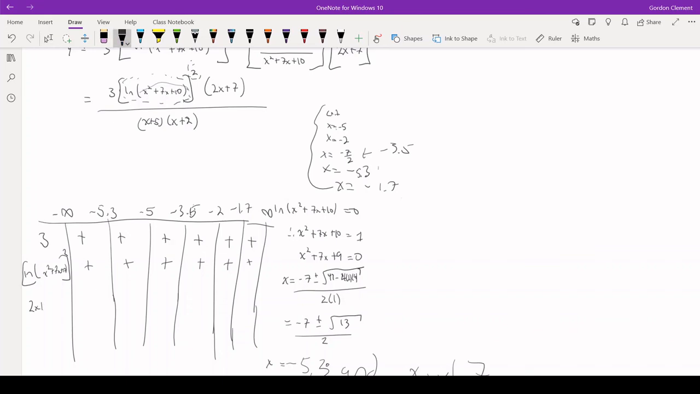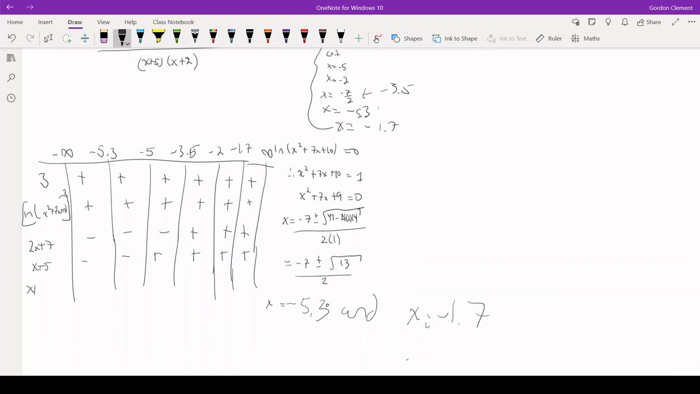The next factor we have is 2x plus 7. It's going to switch at minus 3.5. We have x plus 5, which switches at minus 5. And we have x plus 2, which switches at minus 2.